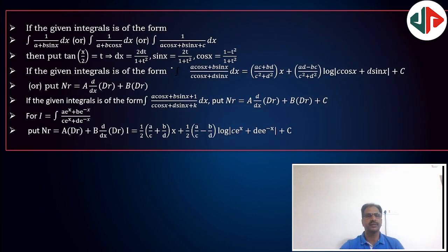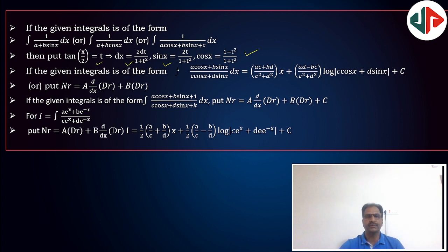Next, if given integral is of the form 1 by a plus b sin x, or 1 by a plus b cos x, or 1 by a cos x plus b sin x, then put t is equal to tan x by 2, and dx will be 2 dt by 1 plus t square, sin x will be 2t by 1 plus t square, cos x will be 1 minus t square by 1 plus t square.